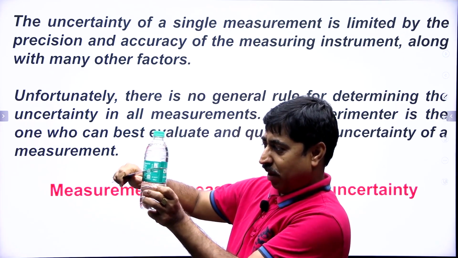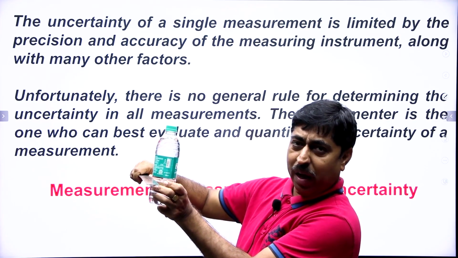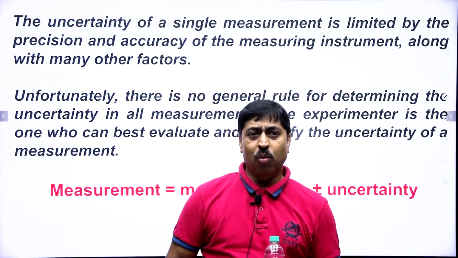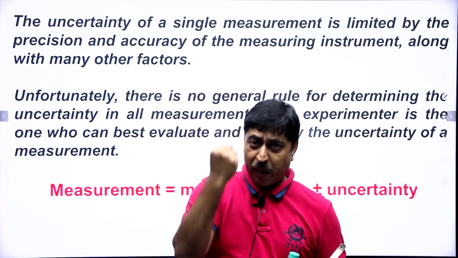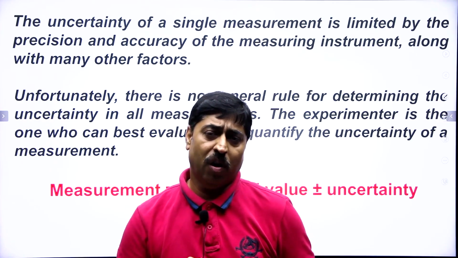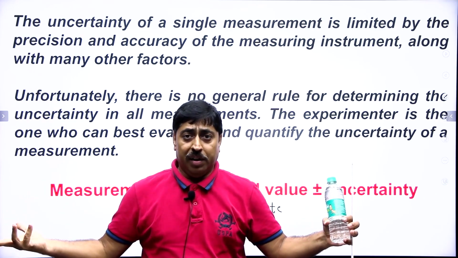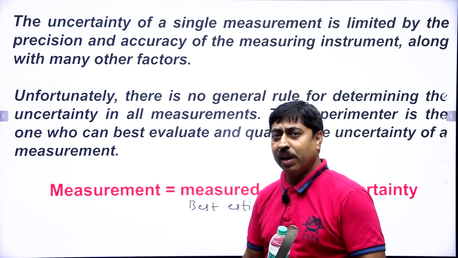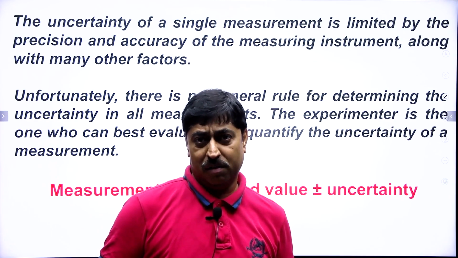In fact, in this particular case, I think that uncertainty in my measurement of diameter can be as high as 5 millimeter, half a centimeter. So, who will decide the uncertainty? It is the experimenter who is the best judge of the uncertainty involved. So, the uncertainty that we write in measurement is also uncertain. Yes, the uncertainty that we write in the measurement is also not a sure thing. There is a guess involved in that.